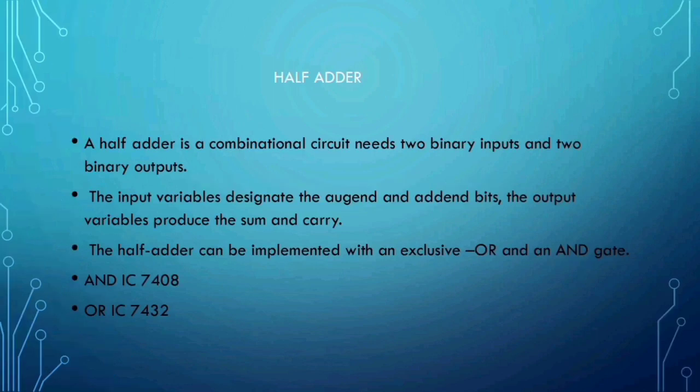Half adder. The half adder is a combinational circuit that needs two binary inputs and two binary outputs. The input variables are the augend and addend bits. The output variables produce the sum and carry. The half adder can be implemented with an exclusive OR and an AND gate, using IC7408 or IC7432.